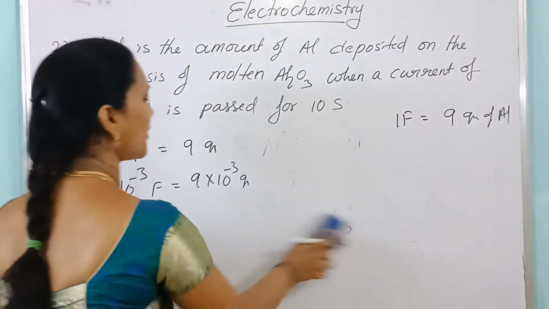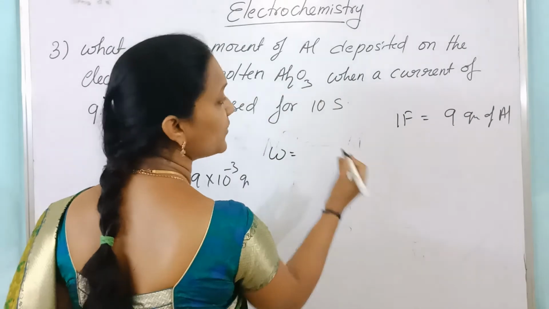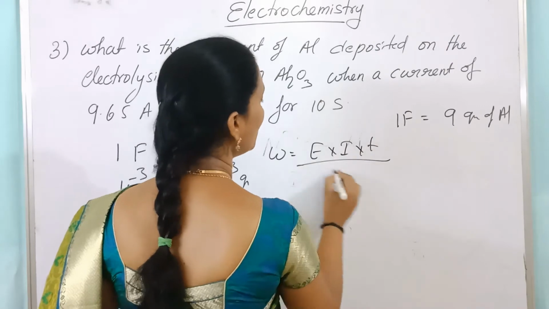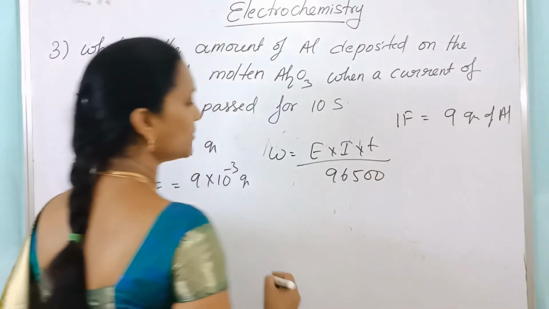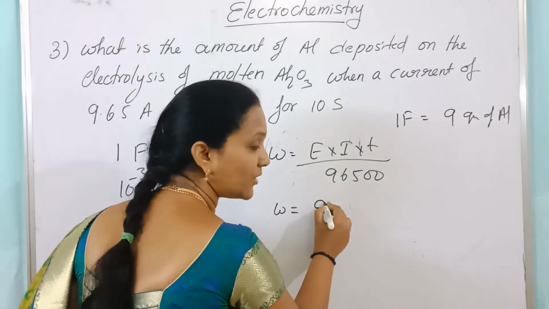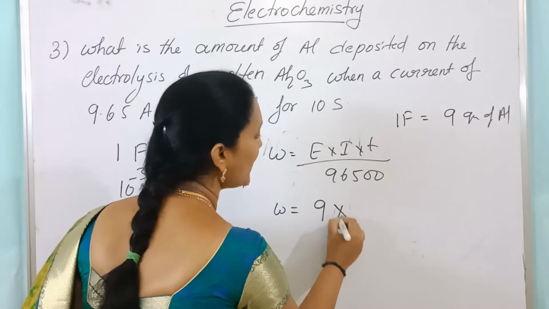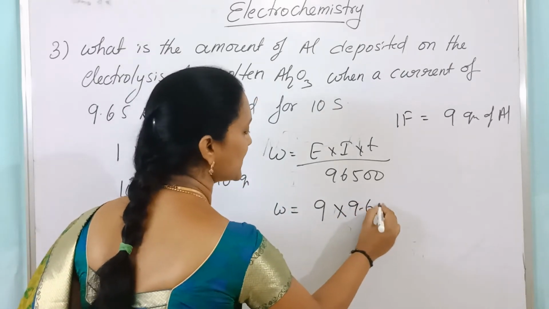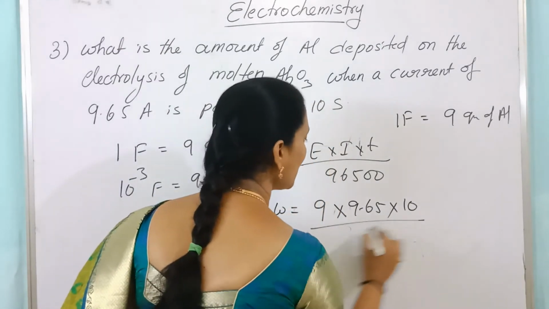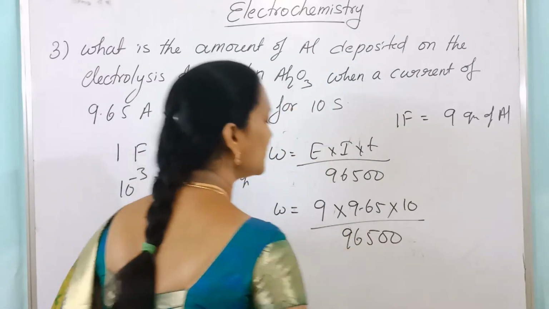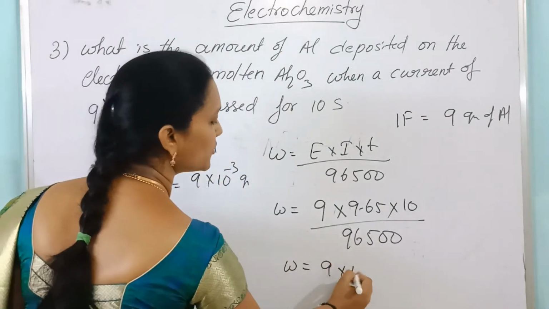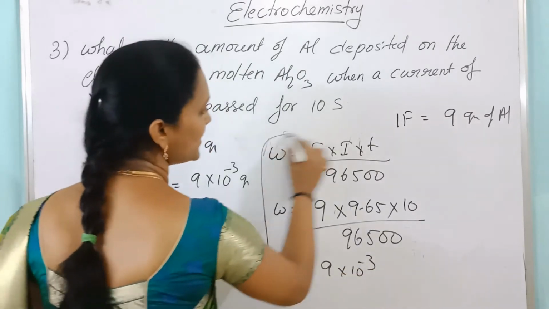Otherwise, if you want to use that formula, W is equal to E, the equivalent mass of aluminum, into I into T by 96,500. What is the equivalent mass of aluminum? Aluminum atomic mass is 27, so equivalent mass is 9. 9 into I 9.65 into T 10 seconds. Definitely, time we have to take in seconds only, by 96,500. Anyhow we are getting the same answer. W is equal to 9 into 10 power minus 3. So you can use this formula.